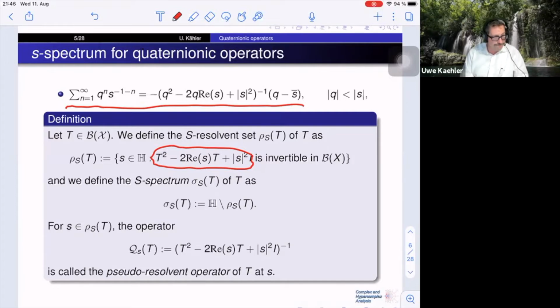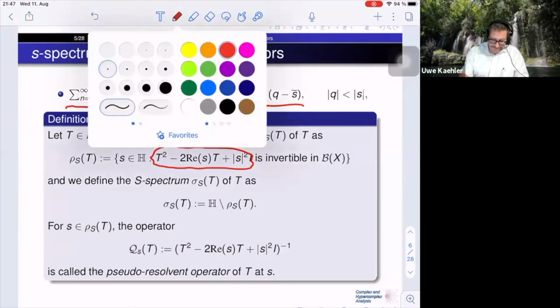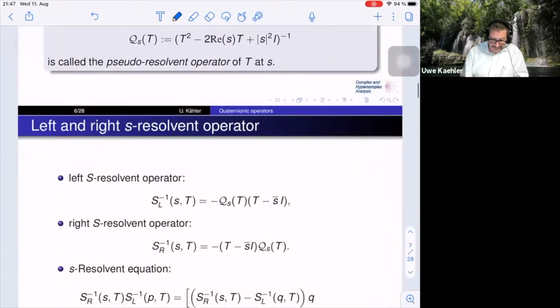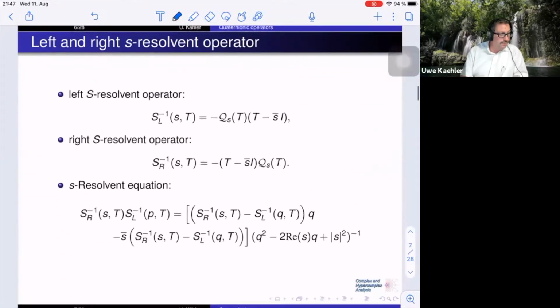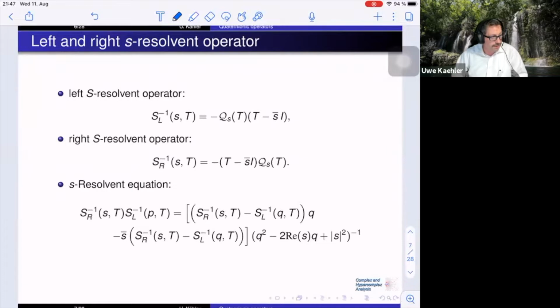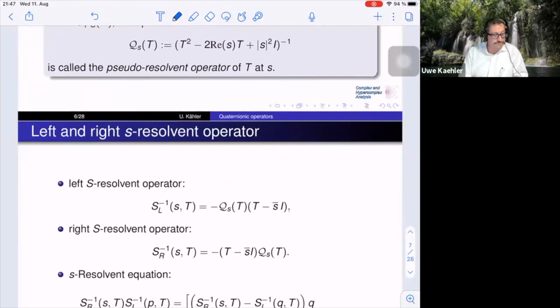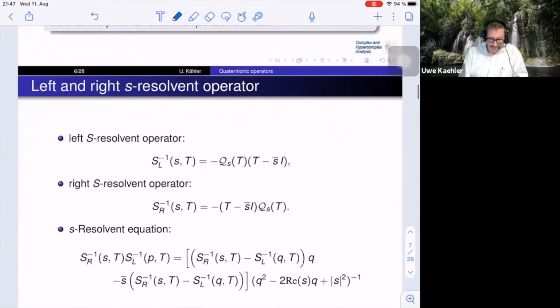Of course, for the definition, that part here doesn't play a role. For the invertibility, that's completely irrelevant. On the other hand, to get the series, that is essential. So one needs a little bit more than just the pseudo-resolvent operator. And that's why you have to also work with the left and right resolvent operators. So, left and right resolvent operators: the Q is nothing else than what you see above here. That's the denominator which defines invertibility, but then you multiply it from one side or the other.